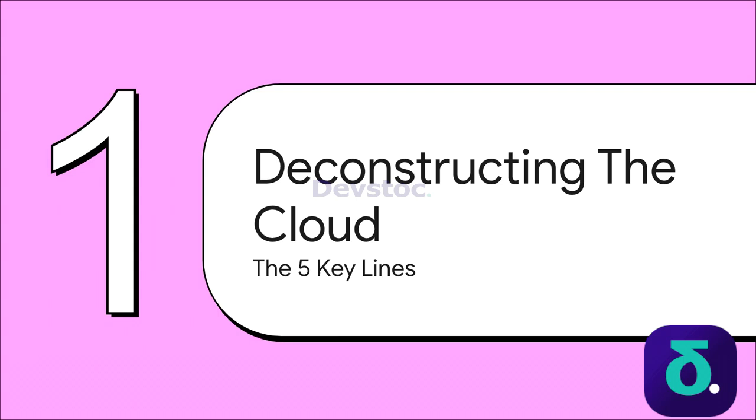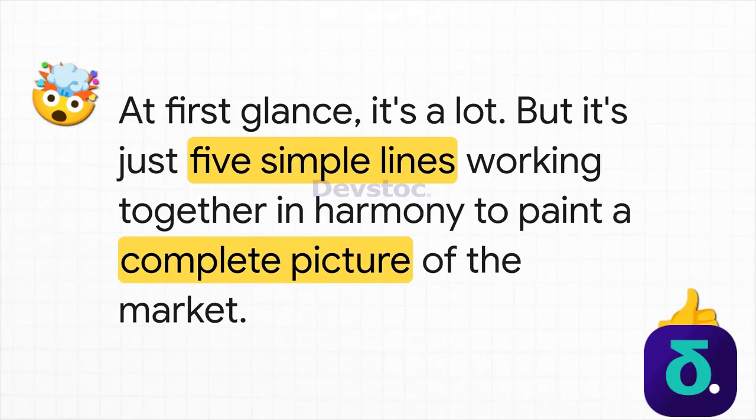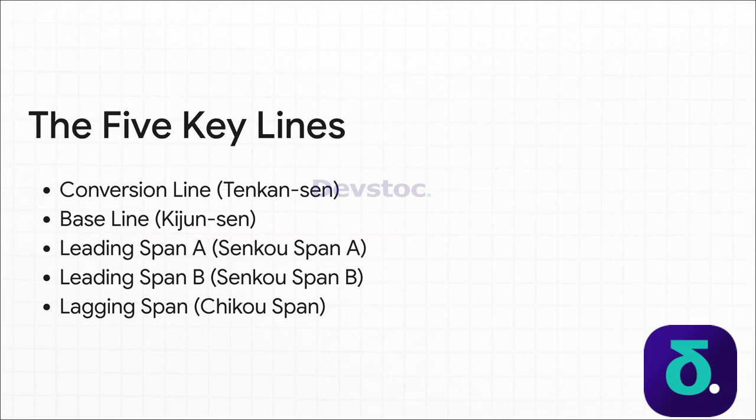All right, let's dive into the heart of it. The first step to mastering this thing is to just break it down into its 5 key components. It might look like a mess right now, but we're about to make it crystal clear. And listen, I get it. At first glance, it looks like spaghetti on a chart. It is a lot to take in, but that's the illusion. In reality, it's just 5 distinct lines, and each one has a very specific job to do. They all work together in harmony to paint that complete market picture. So let's meet the team.